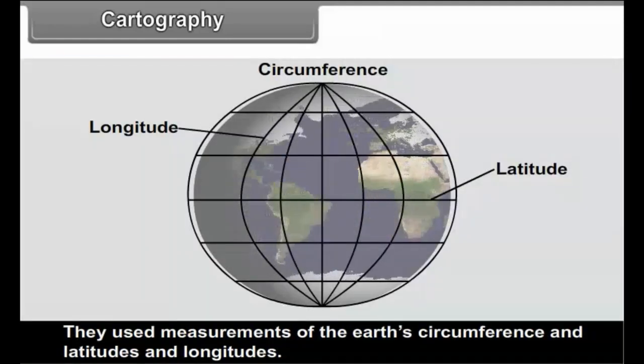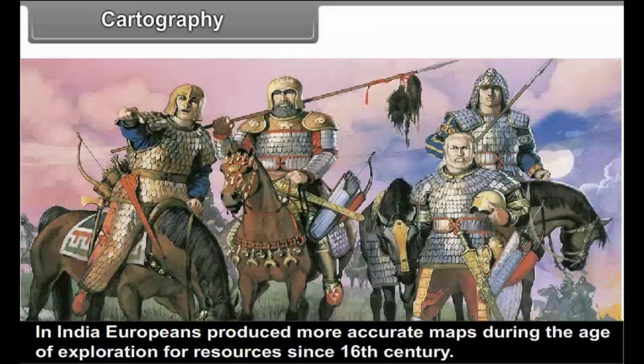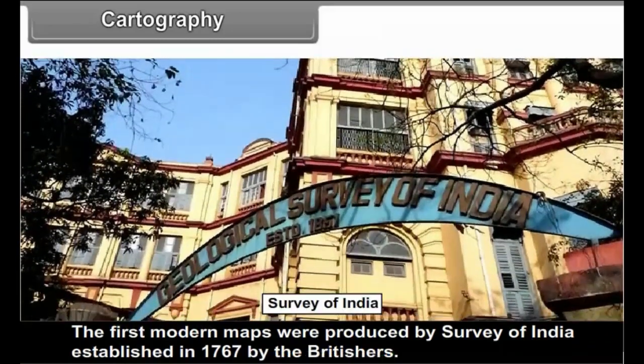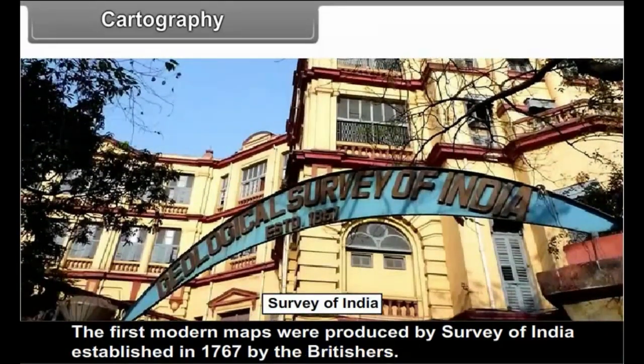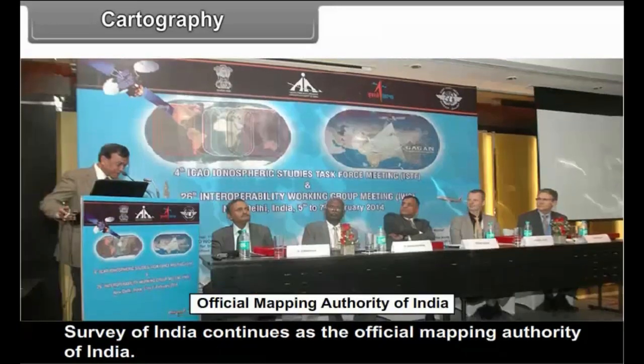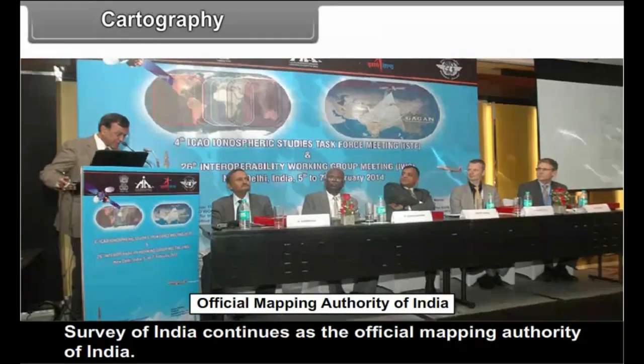They used measurements of the Earth's circumference and latitudes and longitudes. In India, Europeans produced more accurate maps during the age of exploration for resources since the 16th century. The first modern maps were produced by the Survey of India, established in 1767 by the British. Survey of India continues as the official mapping authority of India.